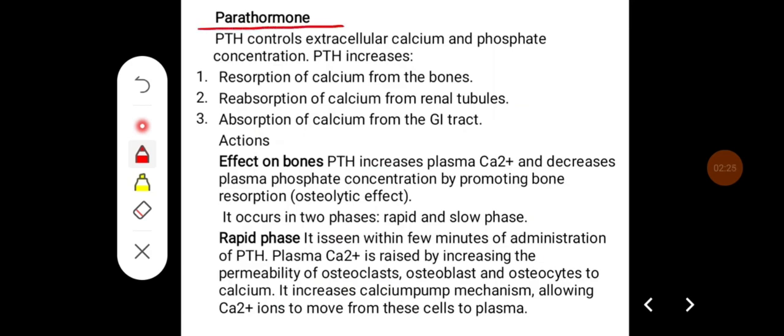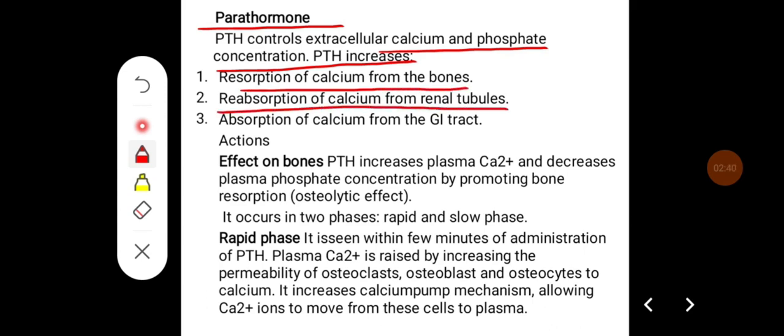Coming to parathormone, PTH or parathormone controls extracellular calcium and phosphate concentration. Parathormone increases reabsorption of calcium from the bones. It also helps in reabsorption of calcium from renal tubules. It also helps in absorption of calcium from GI tract.